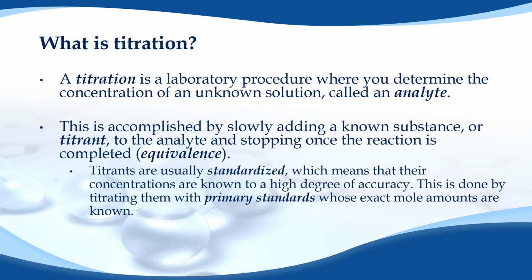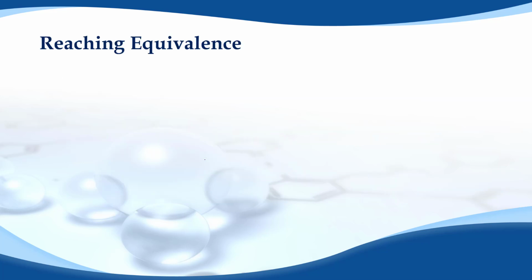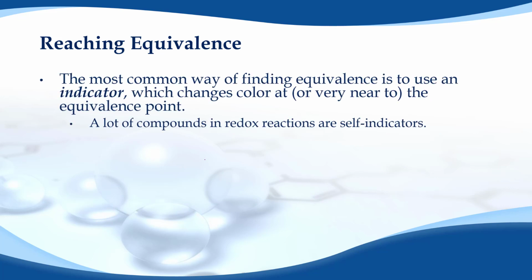Now, this may bring us to the question of, well, reacting it until we reach equivalence, or when the stoichiometry of the reaction is complete, is great, but how do we know when we get there? Especially if most things are clear solutions, we're not going to have any clue. There are two common ways. The most common one is to use what's called an indicator. An indicator is a solution that will change color very close to the equivalence point of the reaction.